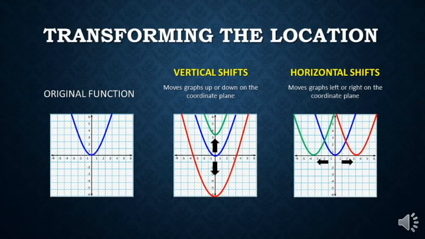Notice the shape didn't change. We simply moved where the function was located on the coordinate plane. We call these horizontal shifts. Remember, horizontal means left or right. So, horizontal shifts moves a graph left or right on the coordinate plane.